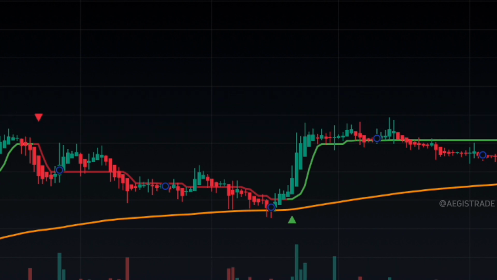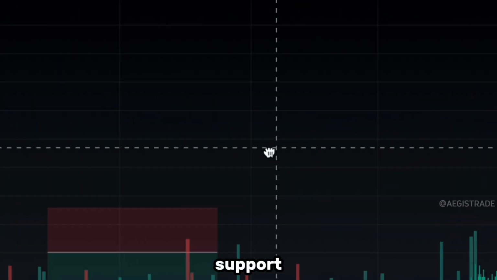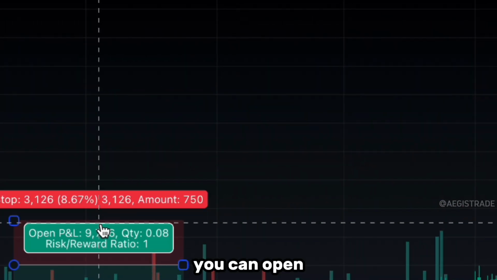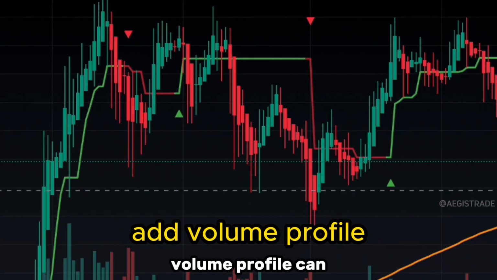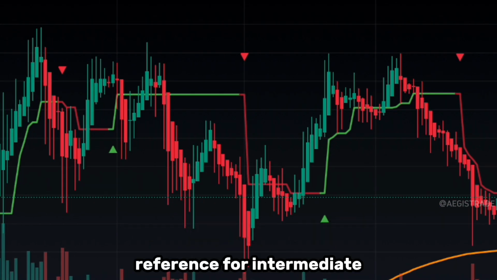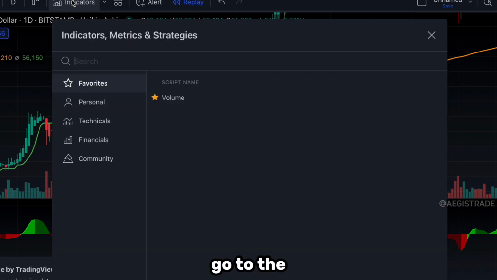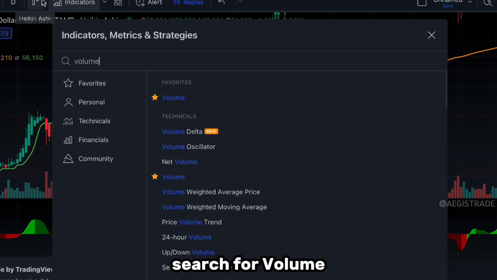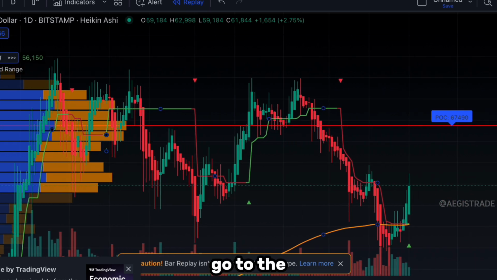Besides, if you want to add an additional indicator to support this trading strategy, you can open up the volume profile indicator, as volume profile can act as a reference for intermediate support and resistance to plan your risk-reward projection. Go to the Indicator tab, search for Volume Profile Fixed Range, and open up the indicator. And also, go to the settings of the volume profile.